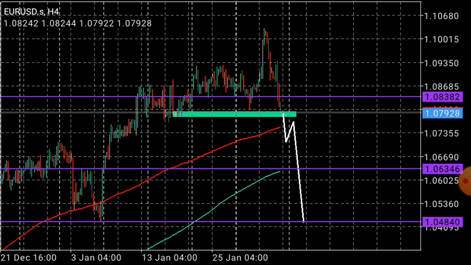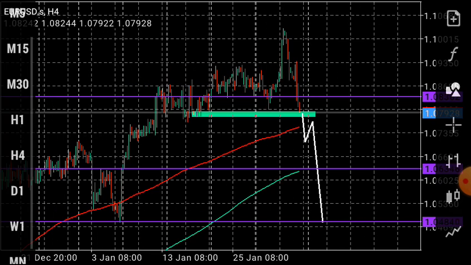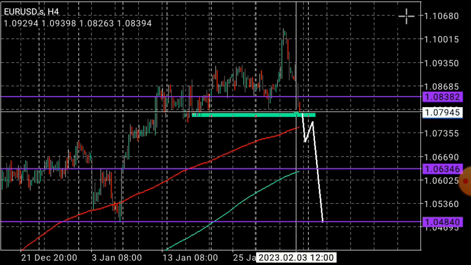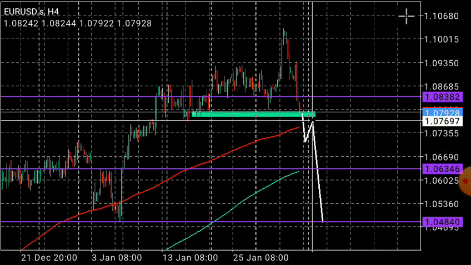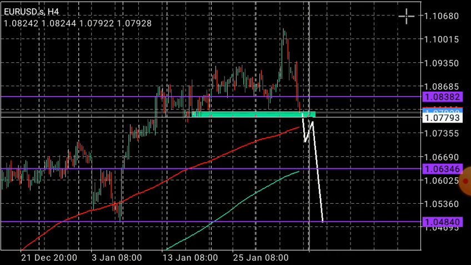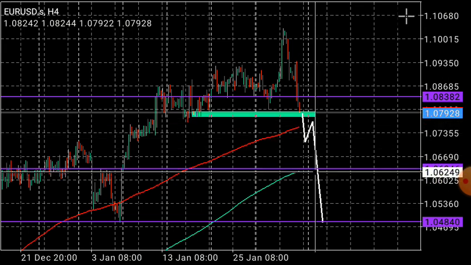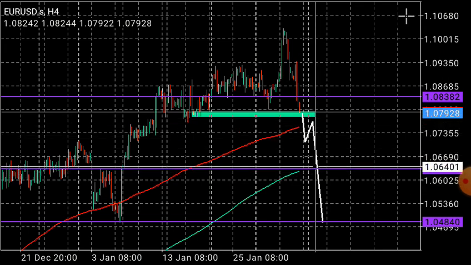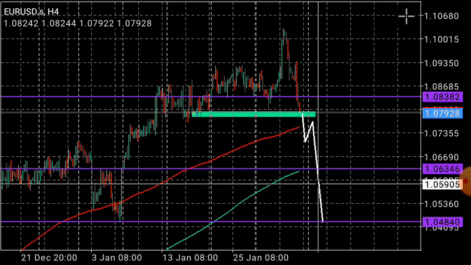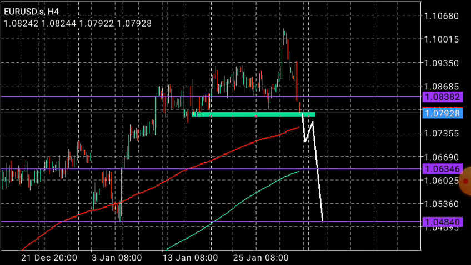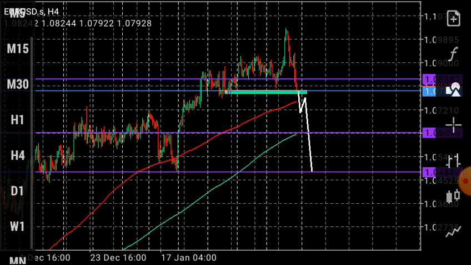This horizontal line here. I'm anticipating price to break down there, impulse, and retest the previous zone. That's when we'll take some sell positions. This is the first take profit at 1.06346. From there we can add another position and continue to target an overall target of 1.04840. That's what I'm anticipating on the EURUSD.